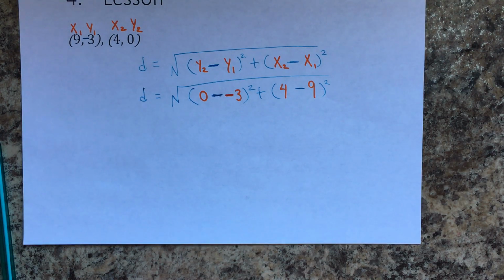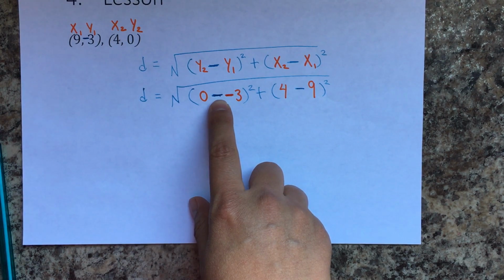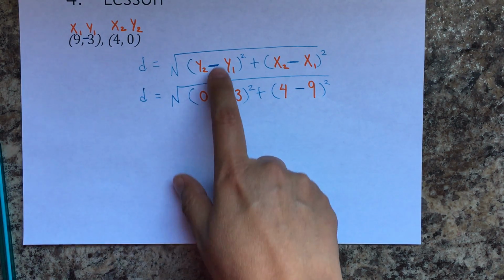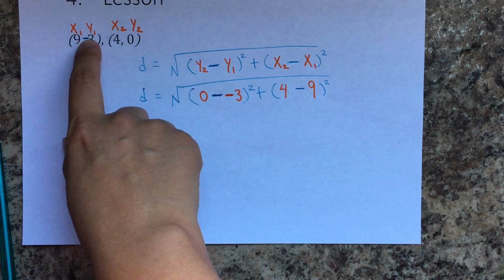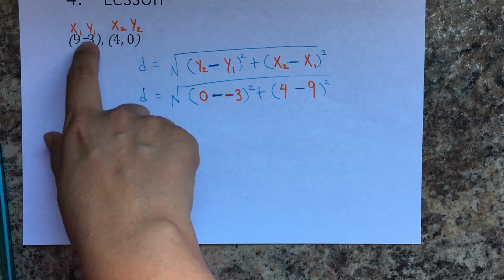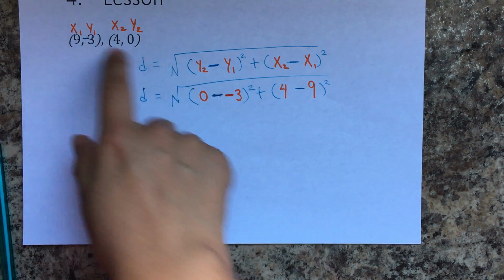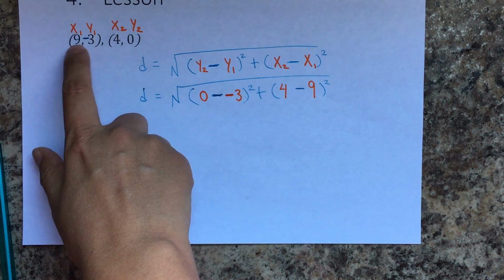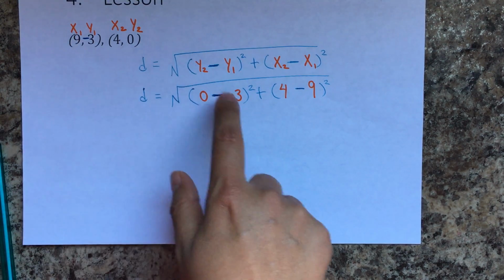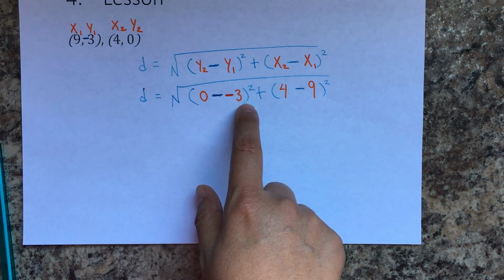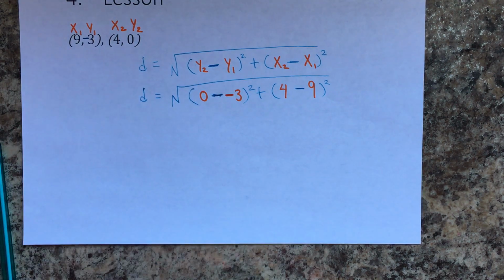Okay, again, some people say like, what does that mean? One is from the formula, and one is because the number for that variable is negative. Okay, so whenever you have a negative in here, you're going to end up with 2 negatives, 1 from the formula, 1 from the number.